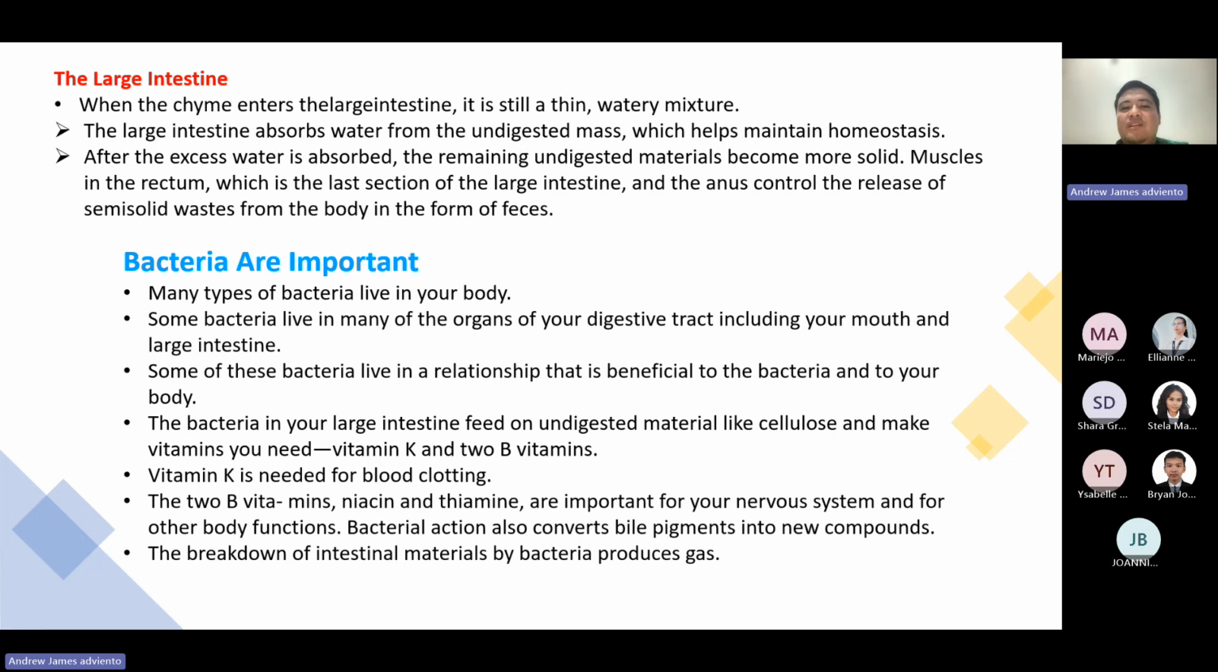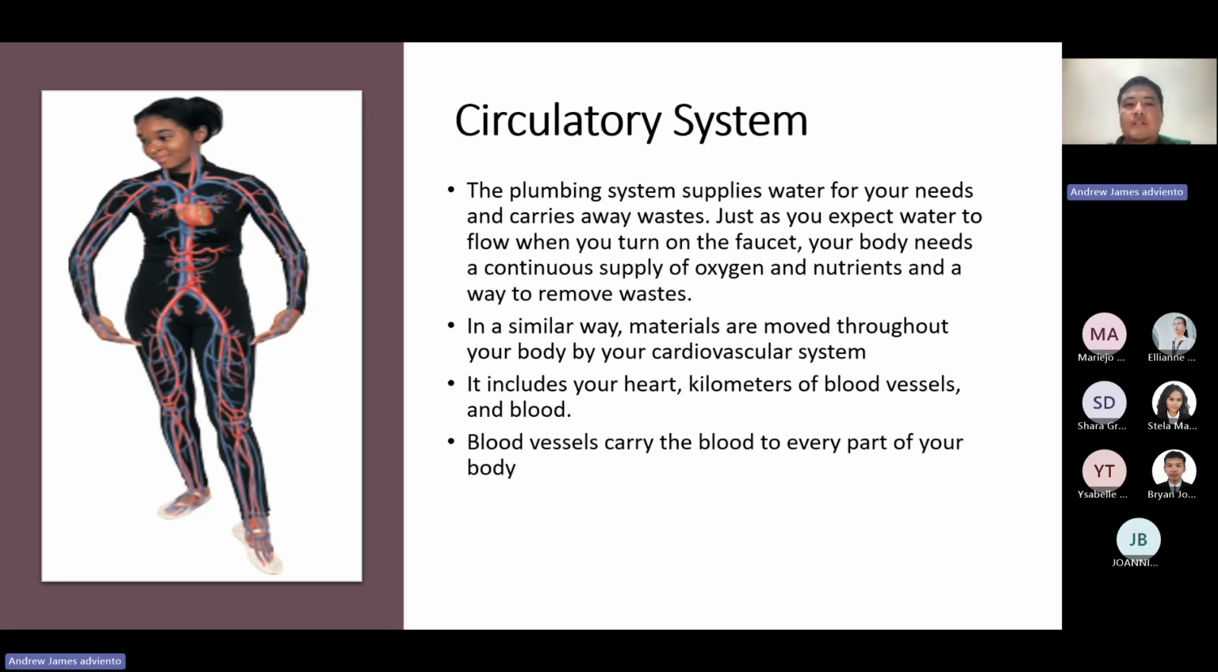So bacterial actions also convert bile pigments into new compounds. So the breakdown of the undigested materials by bacteria produces gas, and that's where we fart. Yun yung utot natin. Okay? All right. So that is the digestive tract. We will continue with the circulatory system next time.